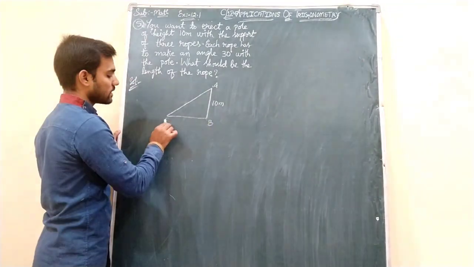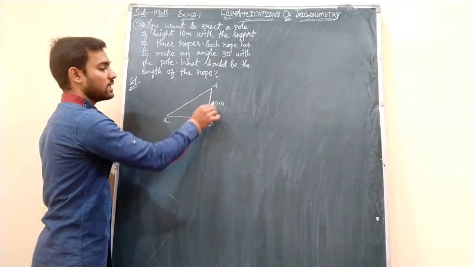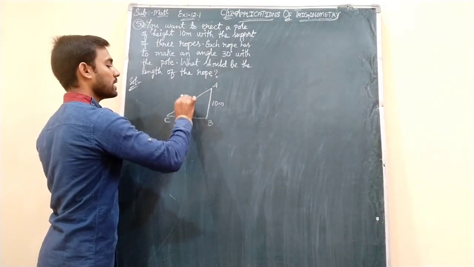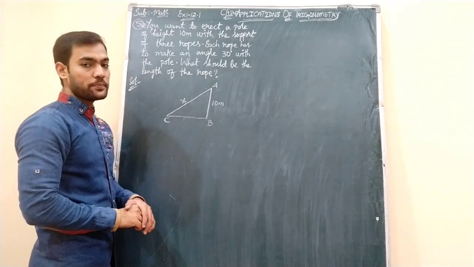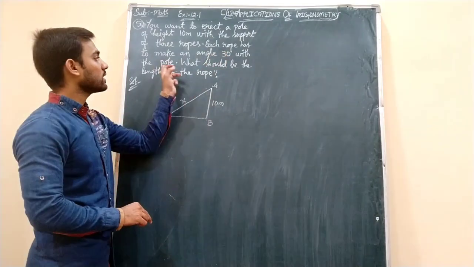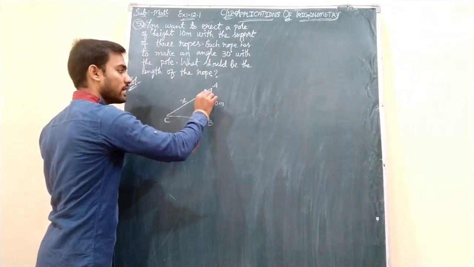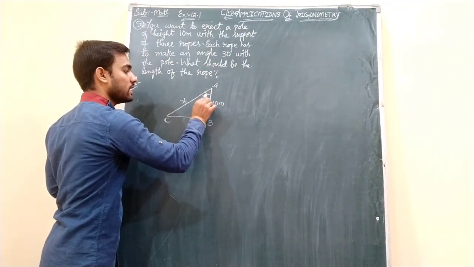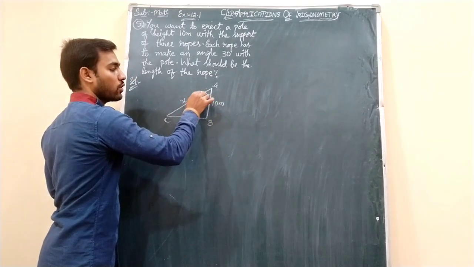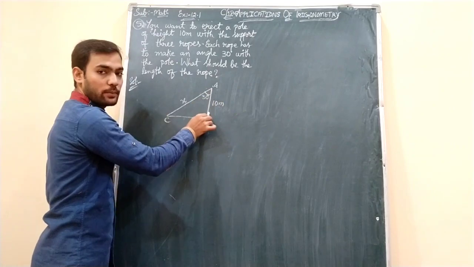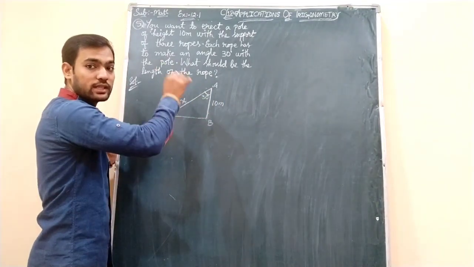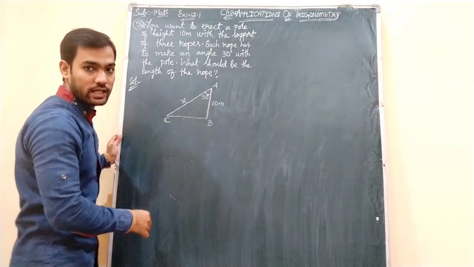Okay students, this is C. So here AB is the height of the pole and AC is the length of the rope. I am taking it as X. Now here the angle of 30 degrees is forming with the pole. The rope is forming an angle of 30 degrees with the pole. This is the pole, and this is the rope. The rope is making a 30 degree angle with the pole. If it said with the ground, then you would need to take 30 degrees there. But here he says with the pole, so that is the reason we are taking 30 degrees here.